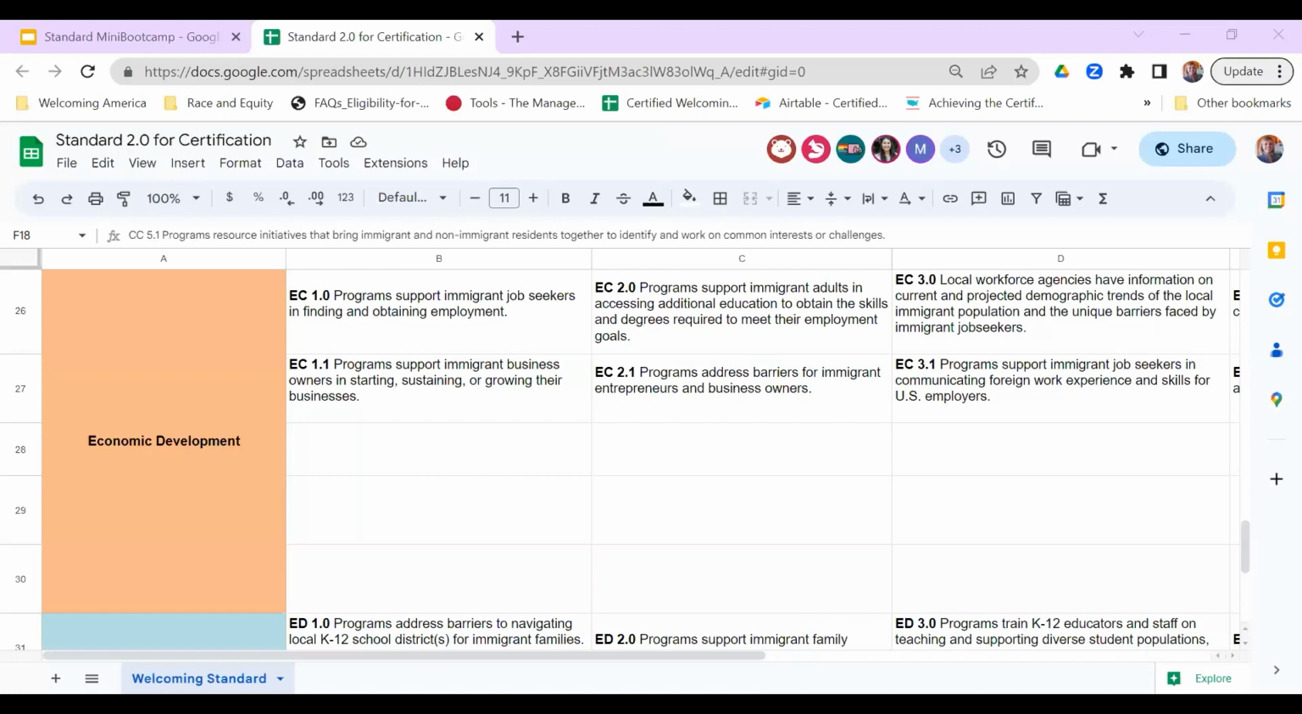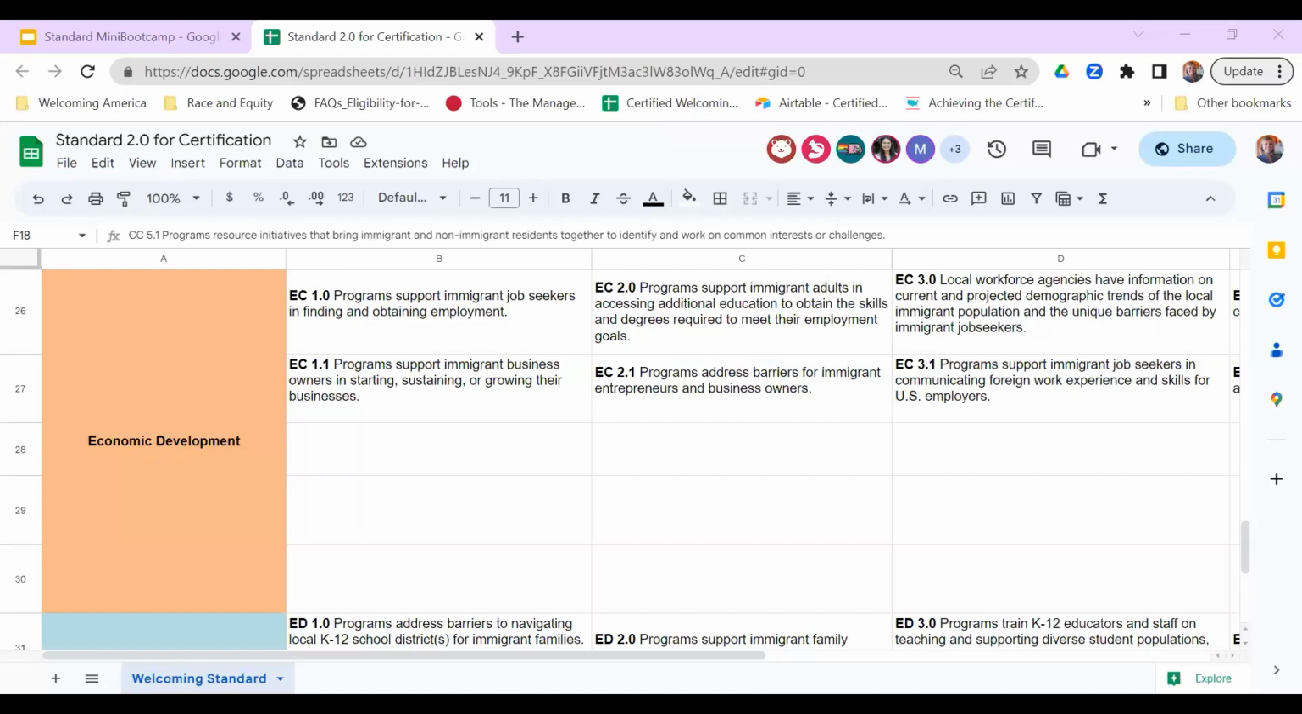Typically, in a lot of places that are only 1-star, what I would expect is that there's not a lot of additional programming or support outside of some of your mainstream programs that already exist, but that they are accessible, right? That there is language access and that there is support for folks to be able to utilize those services.